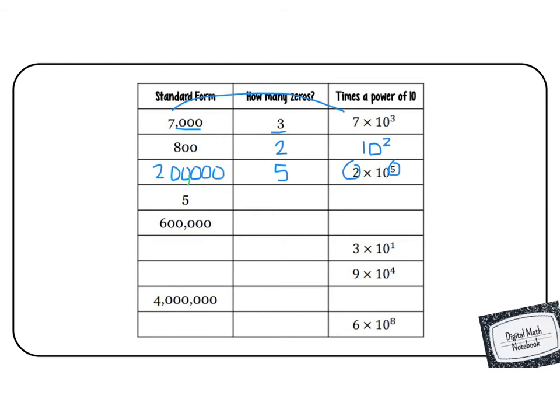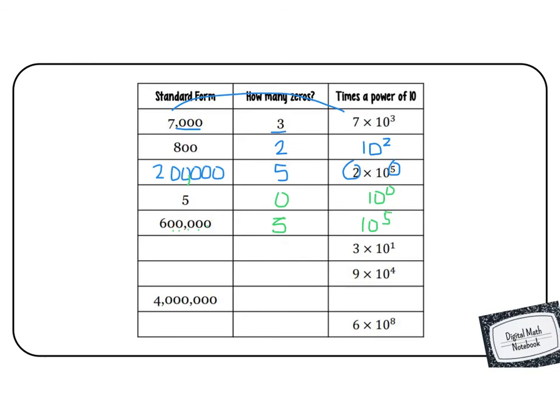All right, the next number is the number 5. There's no zeros there. So we would write this as 0. And we would call this 10 to the power of 0, because there are 0 zeros. The next place is 600,000. So let's count 1, 2, 3, 4, 5. So I have 5 zeros. So this would be 10 to the power of 5.